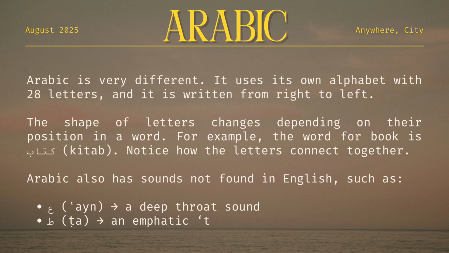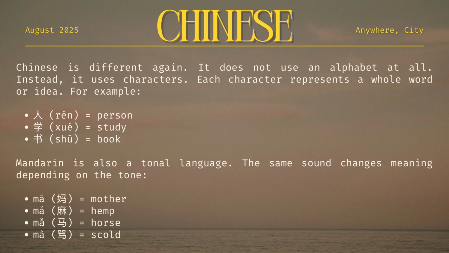Next, we have the language Chinese, or to be more specific, Mandarin. It is considered one of the hardest languages in the world, and I'm pretty sure you know why, because Chinese is so different. It does not use an alphabet at all. Instead, it uses characters. Each character represents a whole word or idea. For example, 人 means person, 学 means study, and 书 means book.